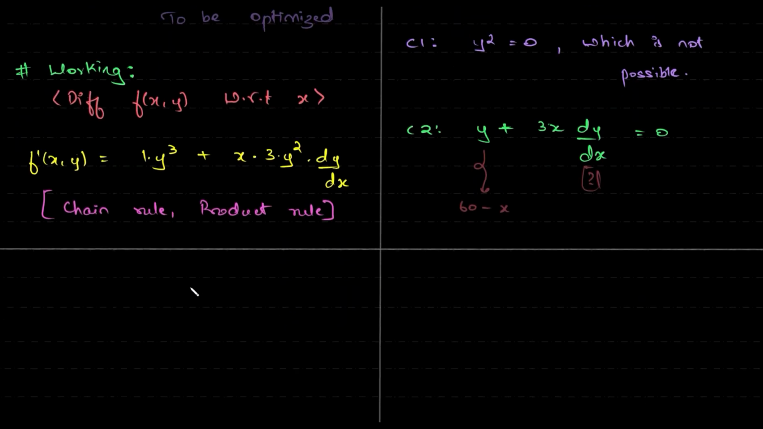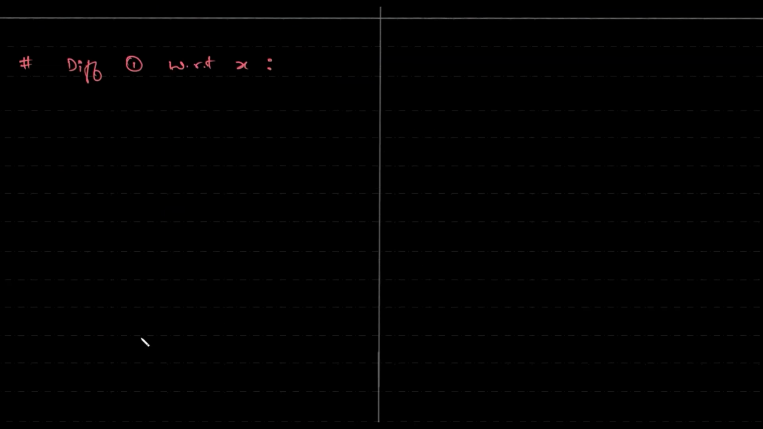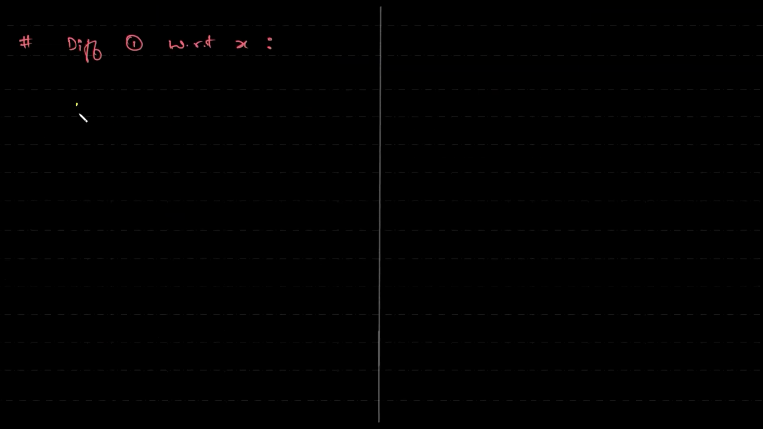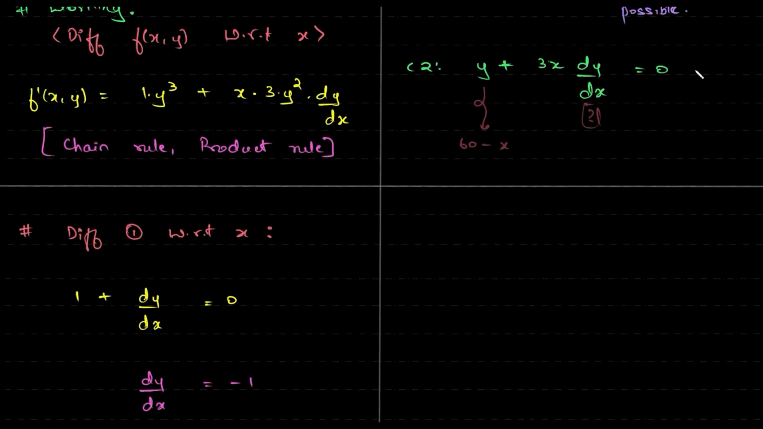Okay. So what we'll do is we're going to differentiate 1 with respect to x. So differentiation of x is 1 itself. Then differentiation of y is dy by dx, and differentiation of a constant is 0. So from this, what can I tell? Dy by dx is equal to minus 1. So substituting y and y prime in this, I'll call that a.